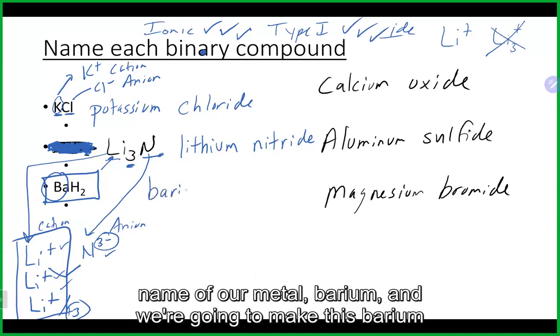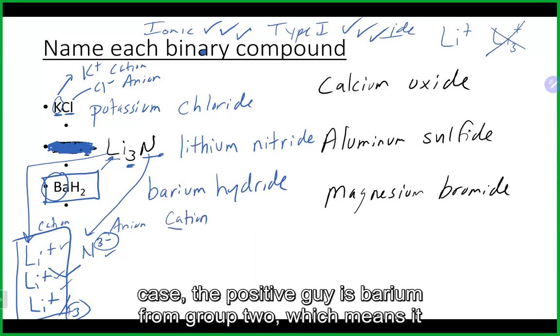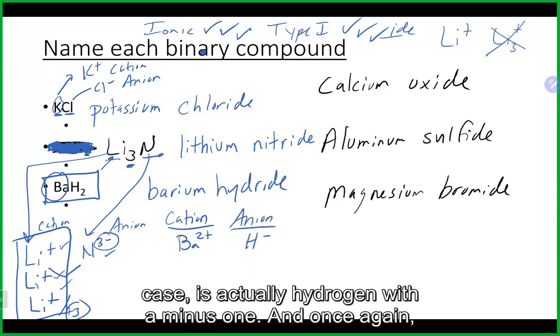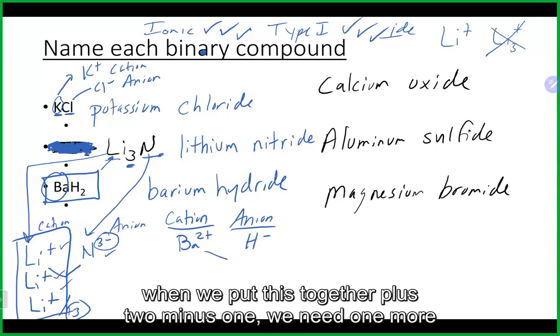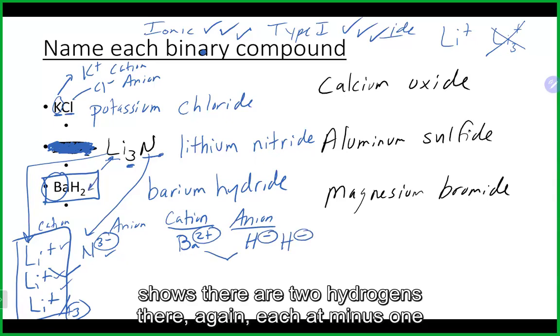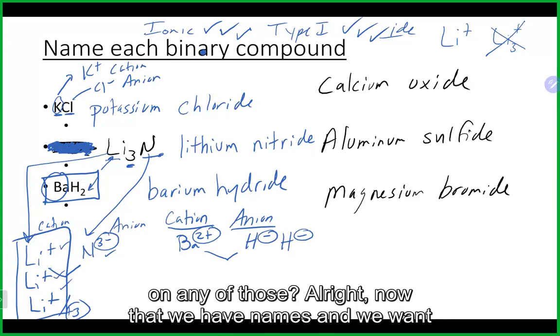We are going to go with the whole name of our metal, barium, and we're going to make this barium hydride. That is because the cation, the positive guy, is barium from group 2, which means it has a +2. And the anion is actually hydrogen with a -1. When we put this together, +2, -1, we need one more of those guys to balance it out. That is why the formula shows 2 hydrogens, each at -1, to balance out the overall +2 charge of barium. Any questions on any of those there?